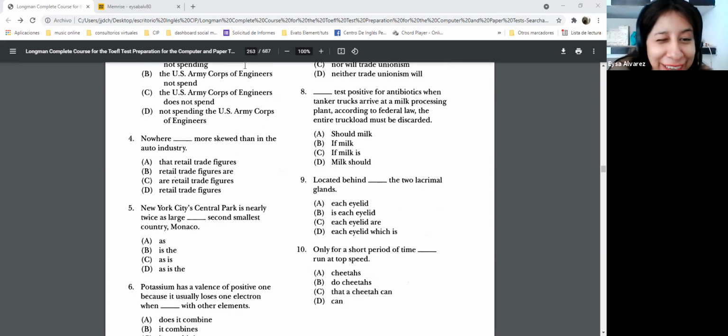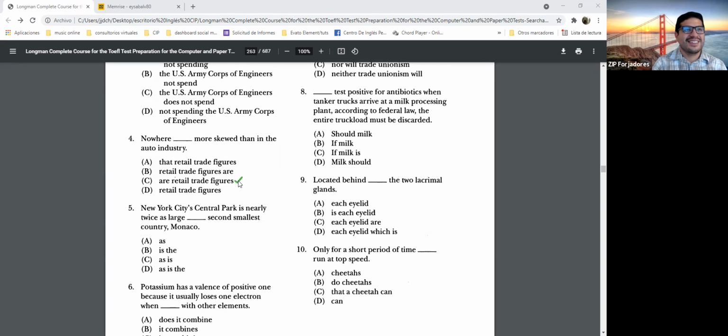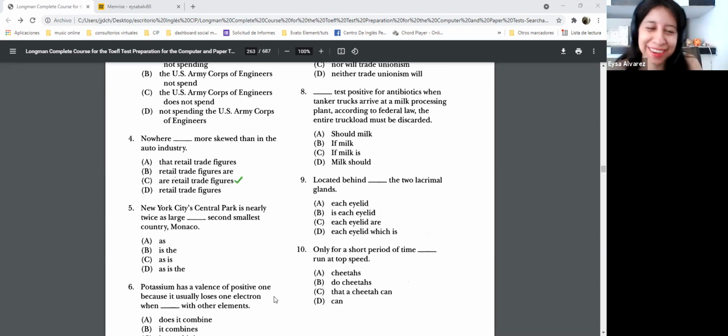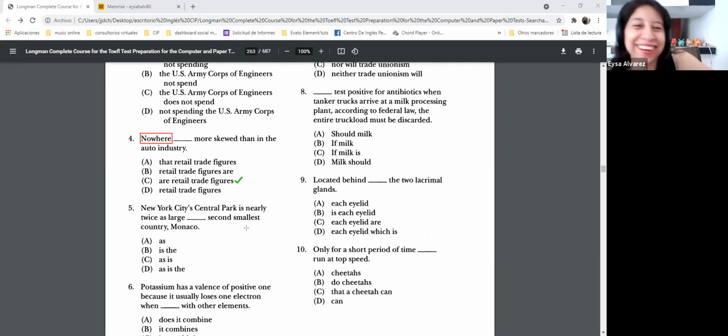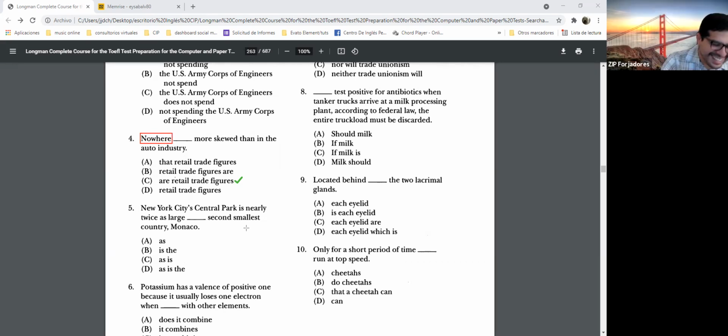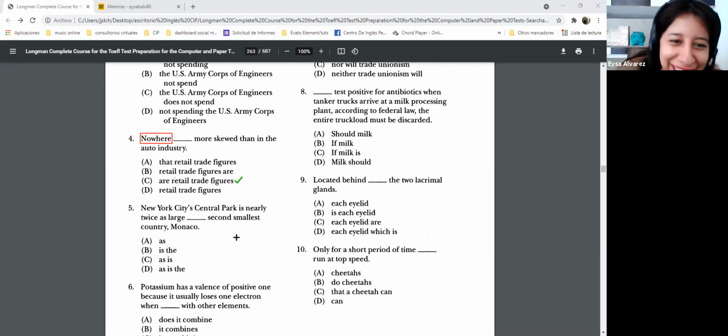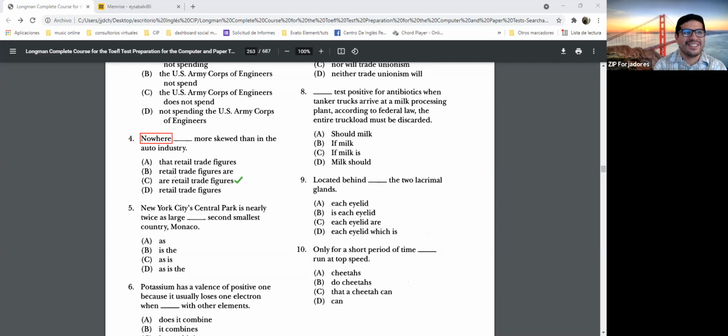With number four, I chose the letter C. Correct. We start with a place expression. Nowhere is a place expression or a negative expression. I don't remember, but I think it's both, because we have the "no" and the word for place, "where." So I chose the letter C because we invert the auxiliary and the subject. That's right. Very good.